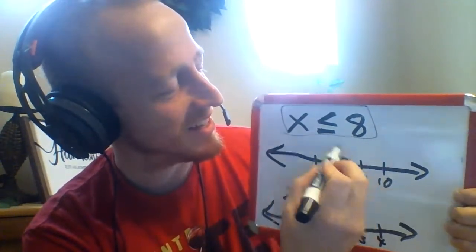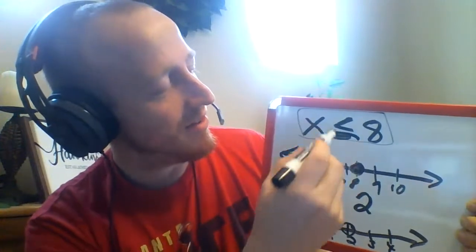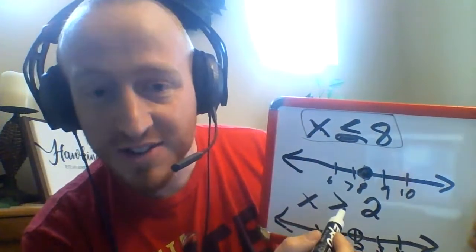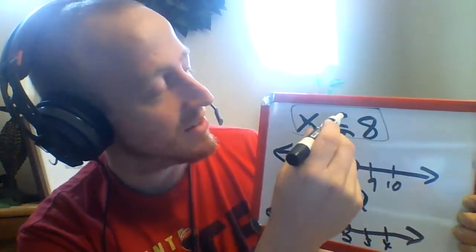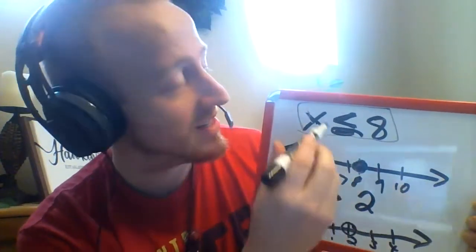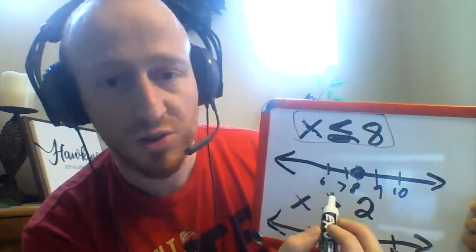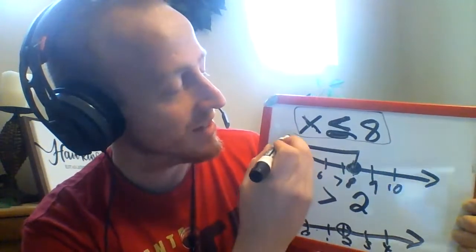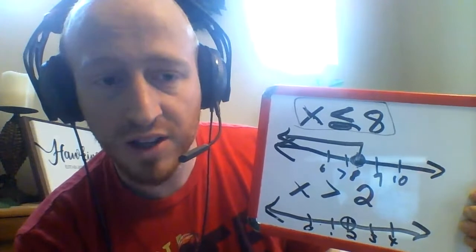We're going to fill it in because it's equal to. Now, the variable's on the left, and so we can just look at the arrow. And plus, if we know how to read an inequality, it says x is less than or equal to. Which way is less than? Left. So your arrow should have been going this way.